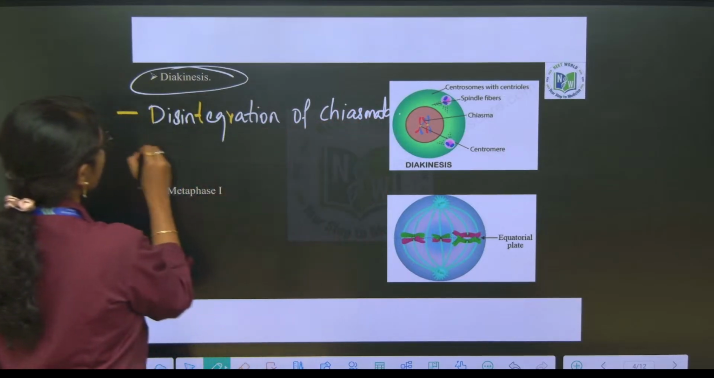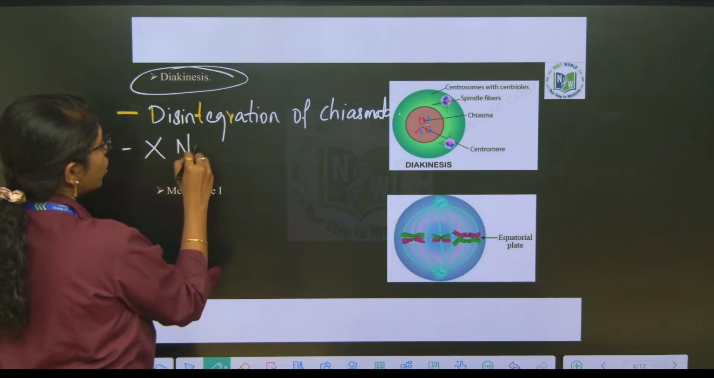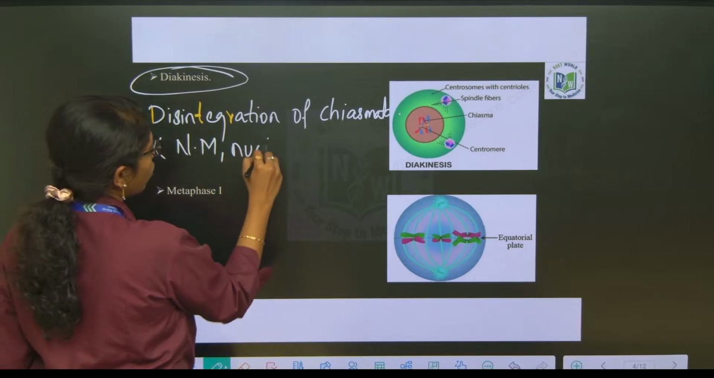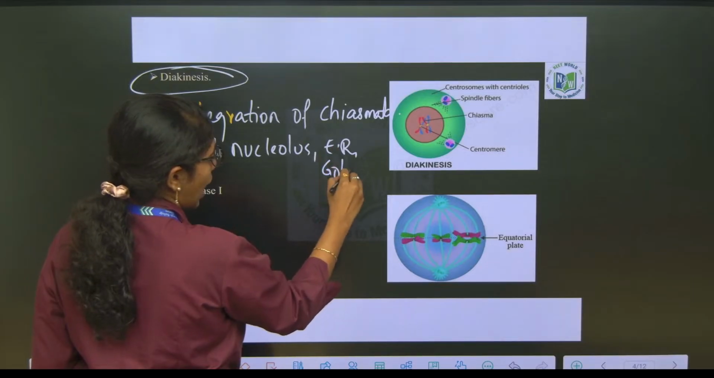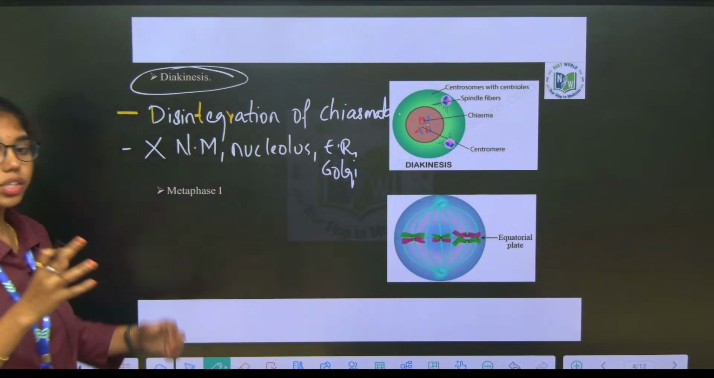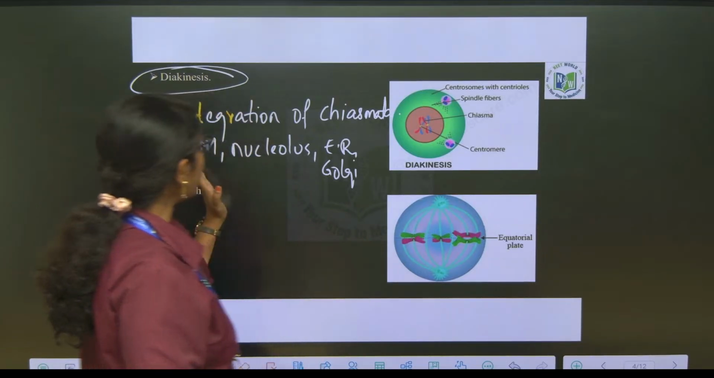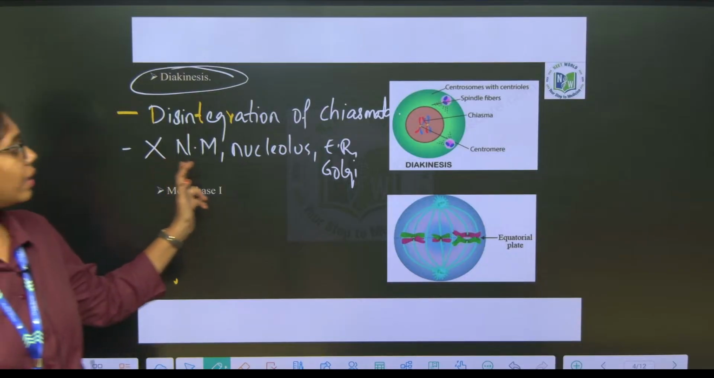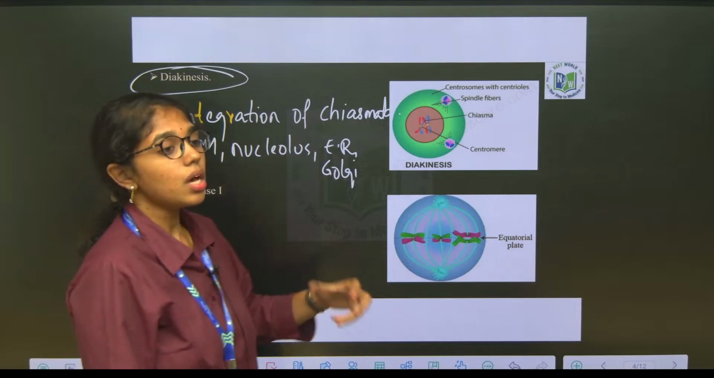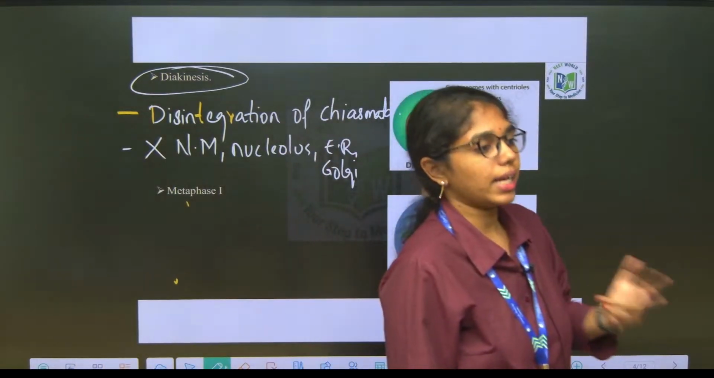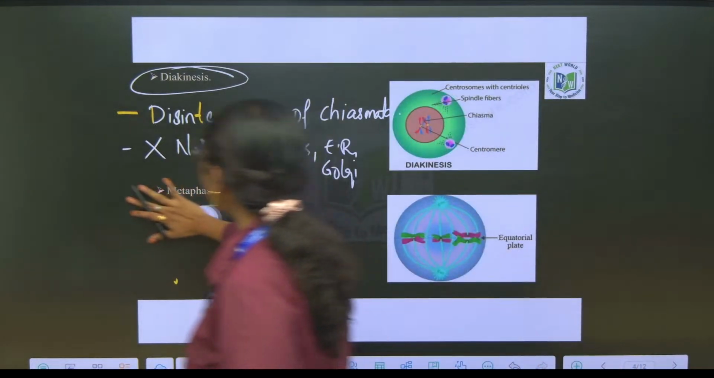And the second is dissolution or disintegration of nuclear membrane, nucleolus, endoplasmic reticulum and Golgi. As such, the cytoplasm will get dense. Disappearance or disintegration is nothing but they will lose their structural stability, because of which the cytoplasm will get dense. Till here it is clear? Any doubt anywhere? Yeah. Next is mitosis.